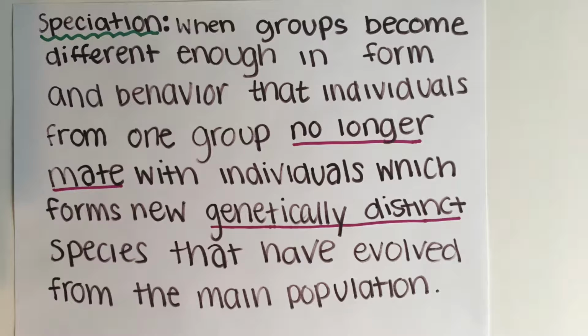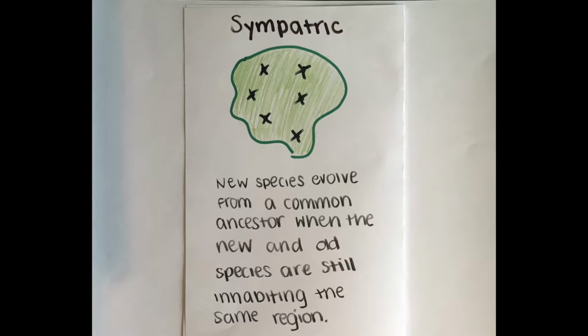Speciation is when groups become different enough in form and behavior that individuals from one group no longer mate with individuals from the other, which forms new genetically distinct species that have evolved from the main population. There are two specific types of speciation: sympatric speciation and allopatric speciation.